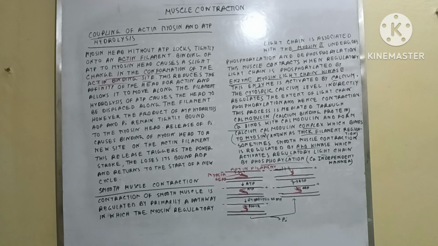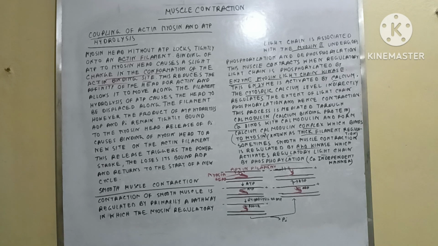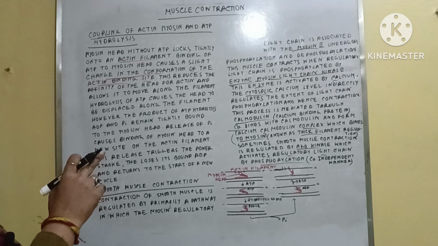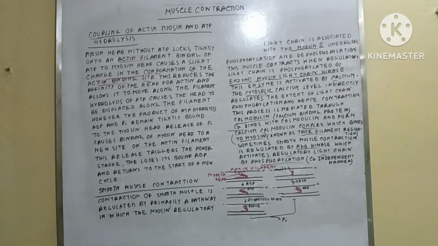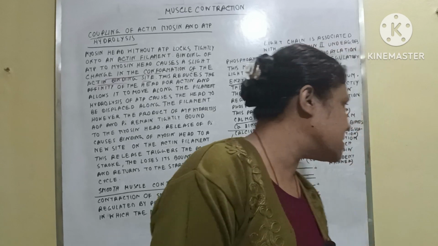So phosphorylation and dephosphorylation are what happen here. These are the main important things, but they are controlled in different ways. One is the calcium dependent pathway and another is the calcium independent pathway, but the two are controlled by two enzymes. In the first case, the enzyme is myosin light chain kinase. In the second case, the enzyme is rho kinase. So this is the smooth muscle contraction process. This is the last part of the muscle contraction process.